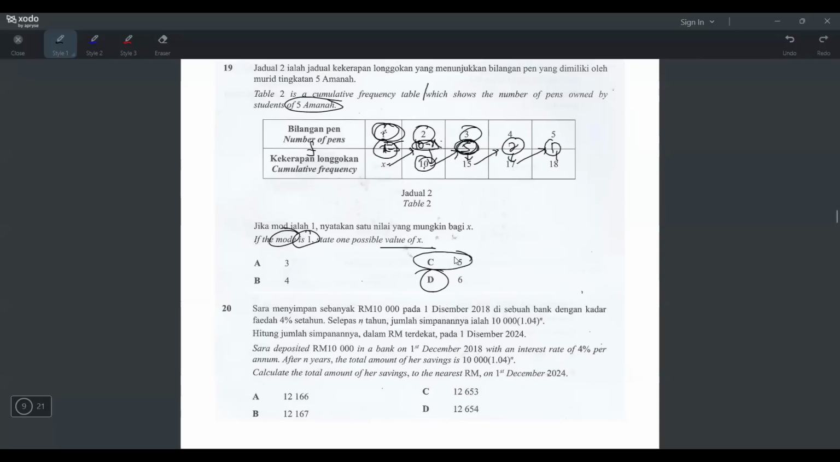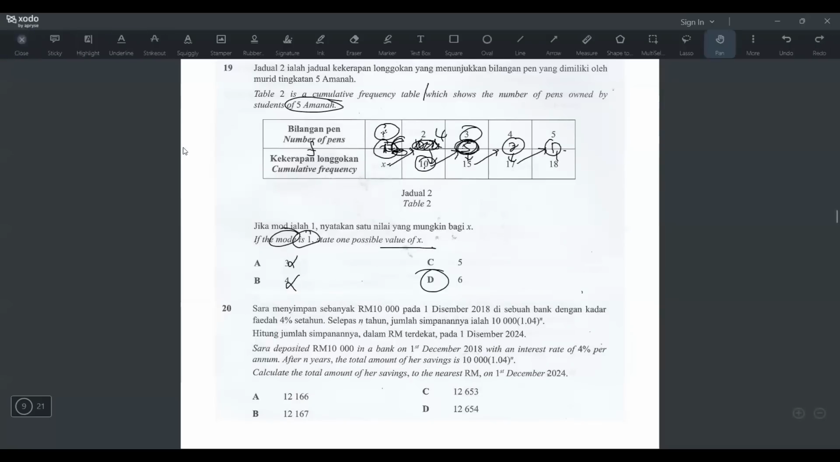It means if X is 5, you will have 3 modes, 1, 2, and 3, right? But they say there is only 1 mode, and the mode is 1. So it means the X here, the frequency here, must be more than 5. So it must be 6. 3 and 4 cannot. Okay, if 3 or 4, then your mode is not 1 already. Your mode will be other numbers, right? So if you want your mode to be 1, then X must be 6. Because if this one is 6, then this will be 10 minus 6, 4, and then this will be 5, 2, 1. So you can see 6 is the highest frequency. So the mode is 1. Okay, so that's the answer. Okay, done.